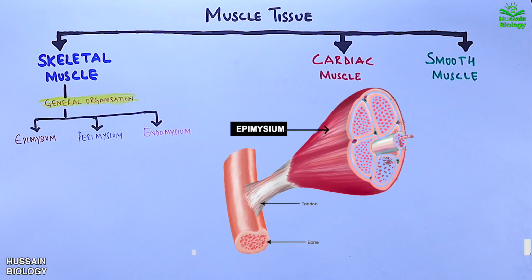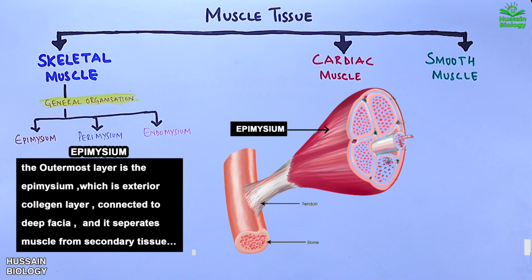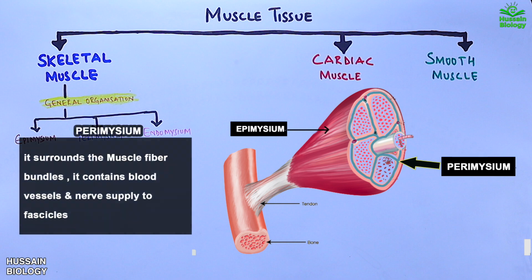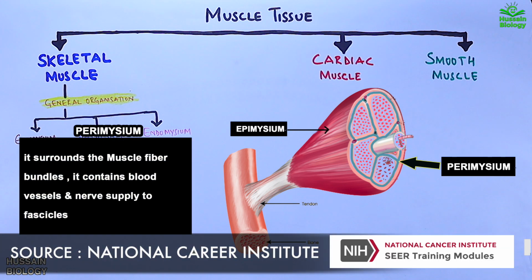The outermost layer is the epimysium, which is the exterior collagen layer connected to deep fascia, and it separates muscle tissue from secondary tissue. Then we have the perimysium. It surrounds the muscle fiber bundles containing blood vessels and nerve supply to fascicles.